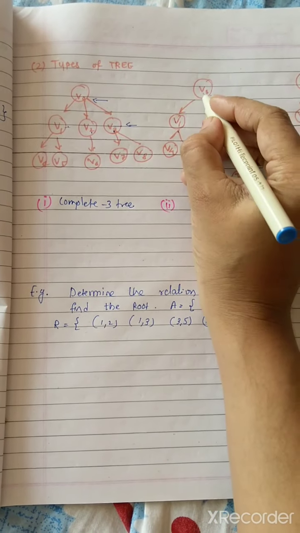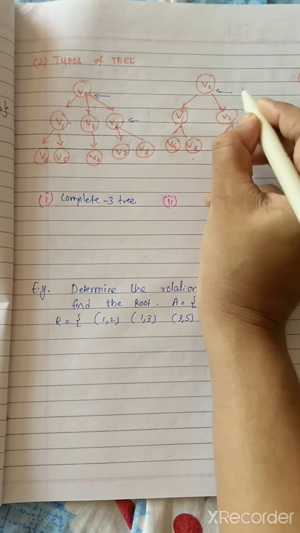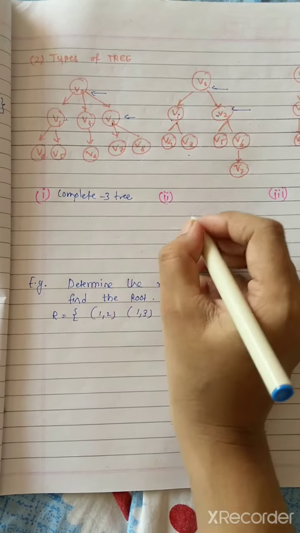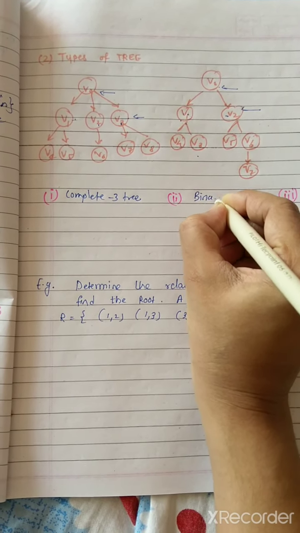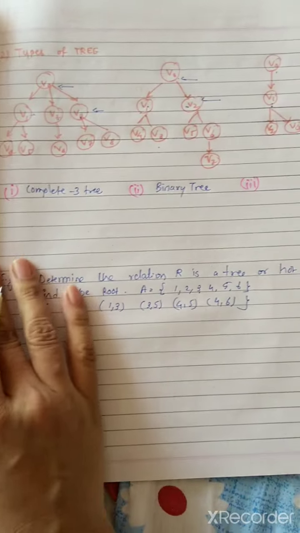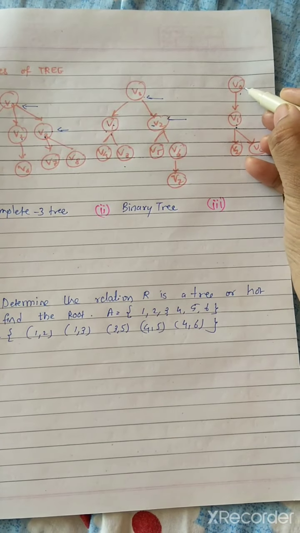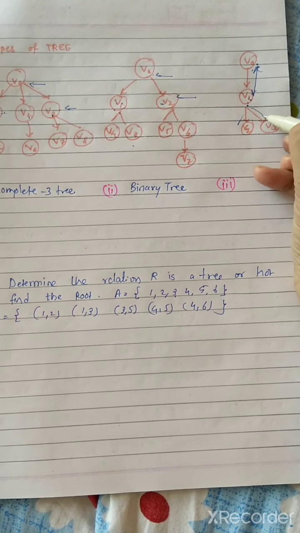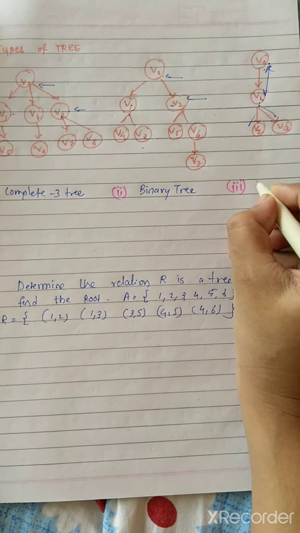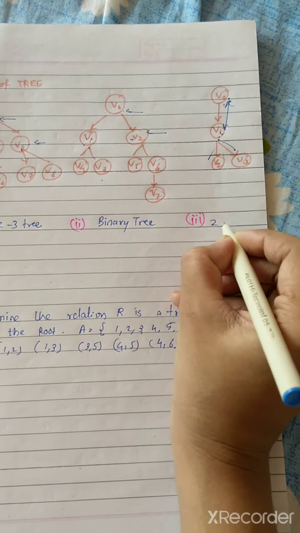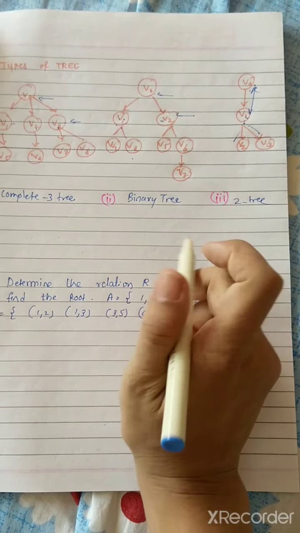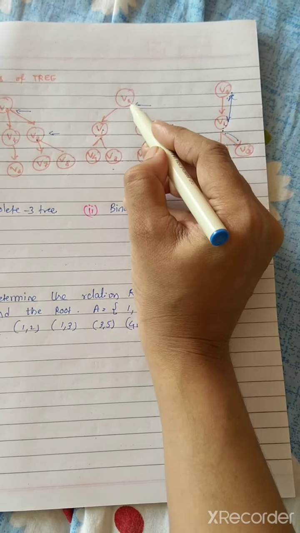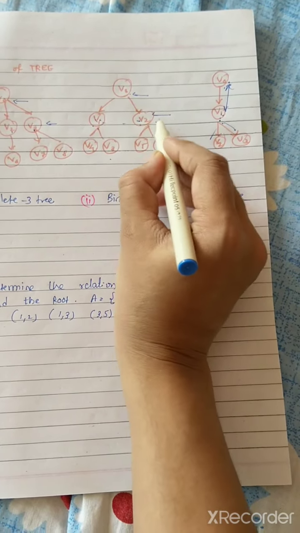Now next, V0 to V1, from level 0 to level 1 there are 2 vertices and then separation. So this type of tree is called a binary tree. Now the third one, from level 0 to level 1 only 1 vertex and then separation. This type of tree is called a 2-tree, but not binary. There is a difference between binary and 2-tree. A 2-tree is V0, V1 and then separation. Binary is V0 then separation and the number of separations is only 2.